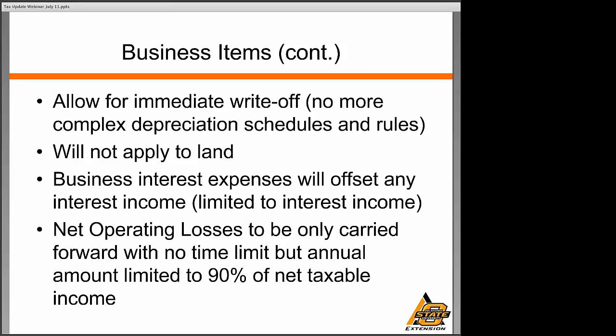Proposal is net operating losses now only allowed to be carried forward. Now under current law, carry forward the last 20 years. Proposal is there's no time limit to how many years we can carry this forward. But the annual amount that we can carry forward will be limited to 90% of the taxable income, net taxable income for that year. So, again, a major shift.